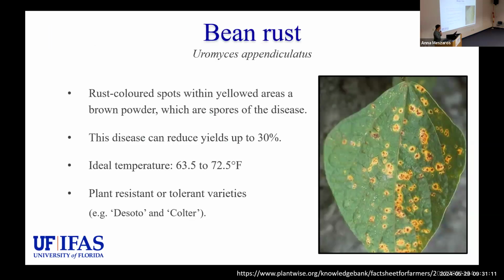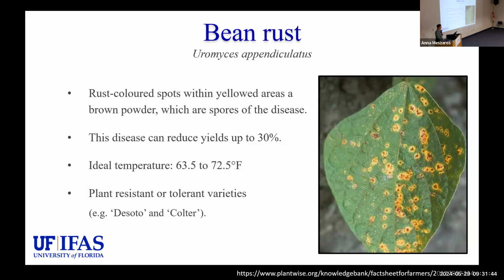Now, another wind-borne pathogen is rust, and this rust is specific for beans. Let's say the rust that infects sugarcane cannot infect beans, and the one that's on beans cannot infect sugarcane. So it's what they call host specific. So this disease can reduce yields by 30%, and the ideal temperature is 60 to 72 degrees Fahrenheit.